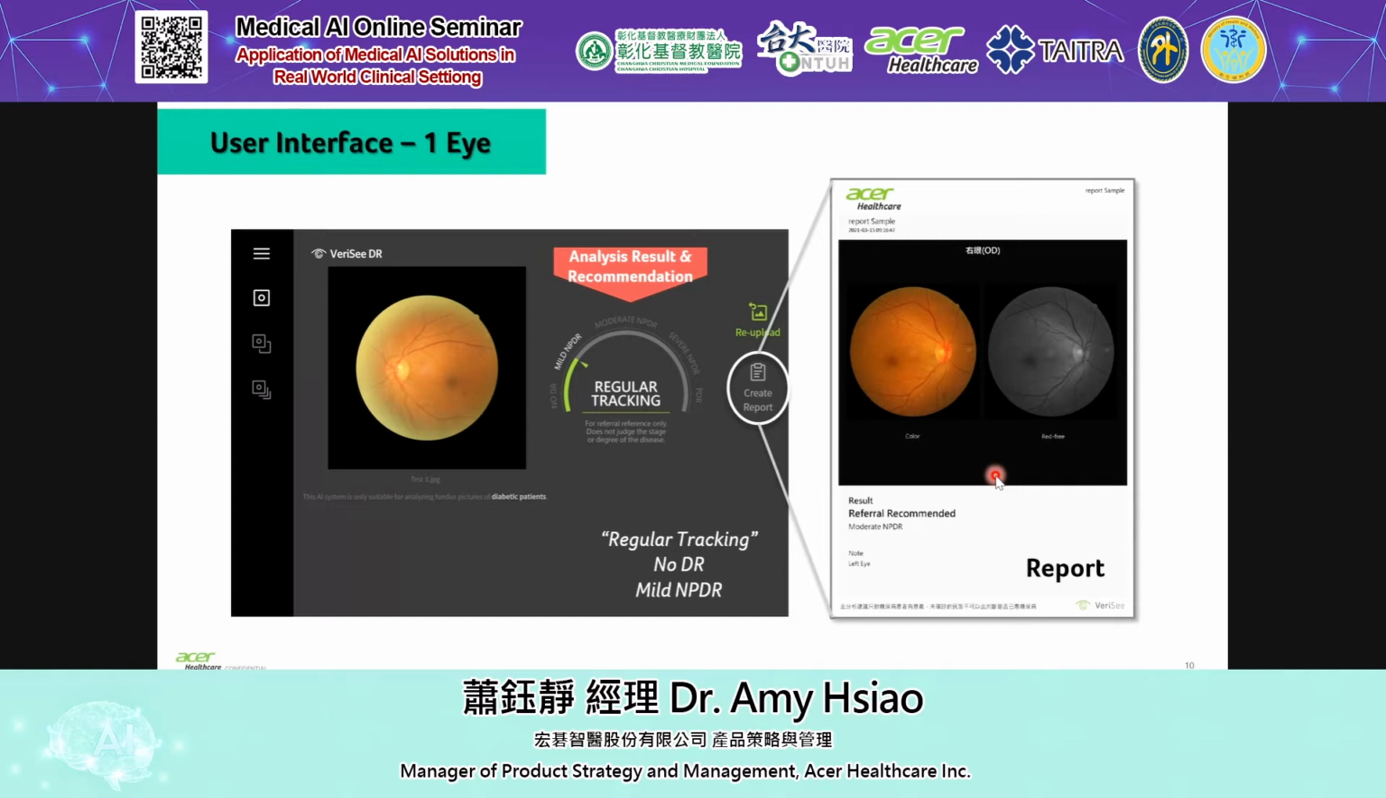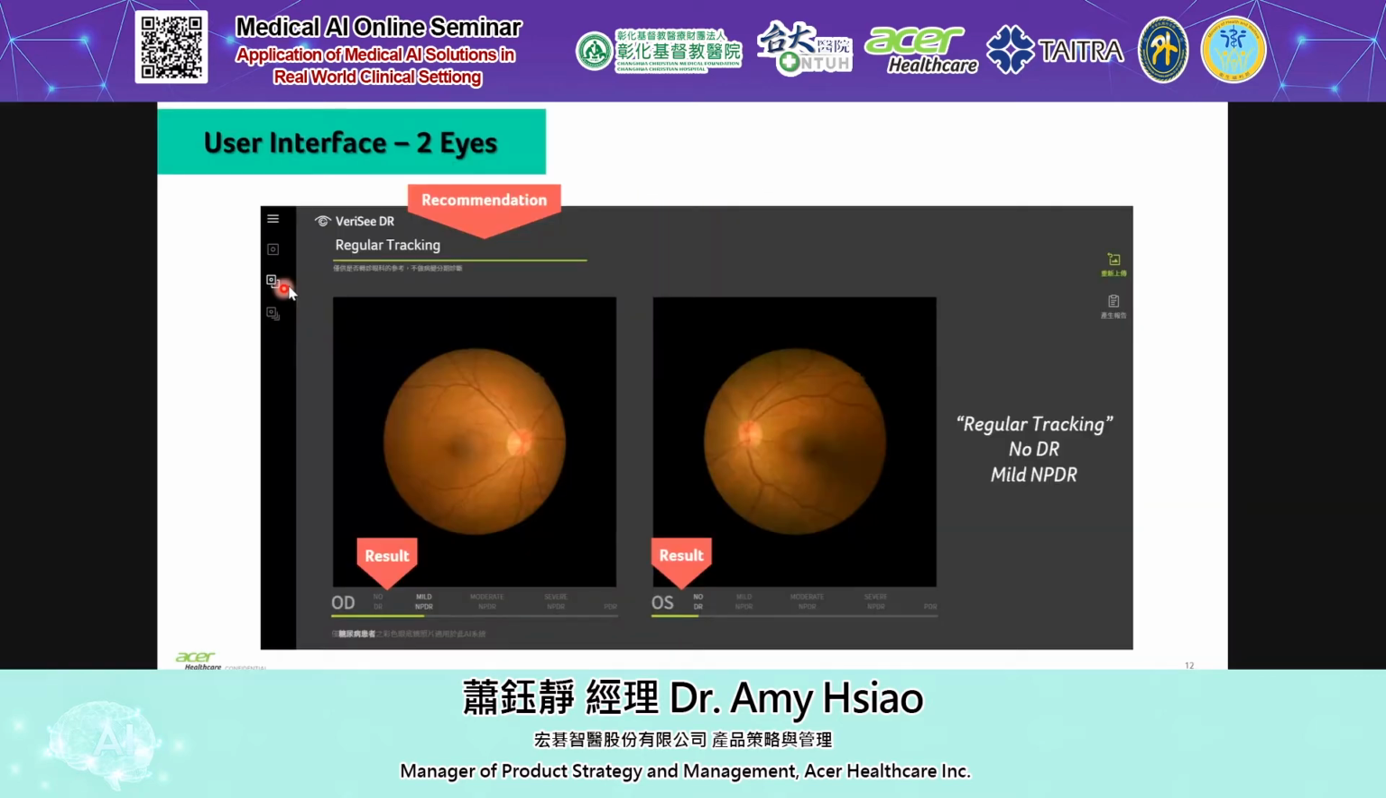And this is the user interface if you choose the two eyes function on the left. This mode allows you to upload two images, one for each eye, and perform the analysis of both eyes at the same time. And this is the case when the result is regular tracking. You can see the green bars here. And this is when the results are referral recommended. You can see the red bars on the bottom.